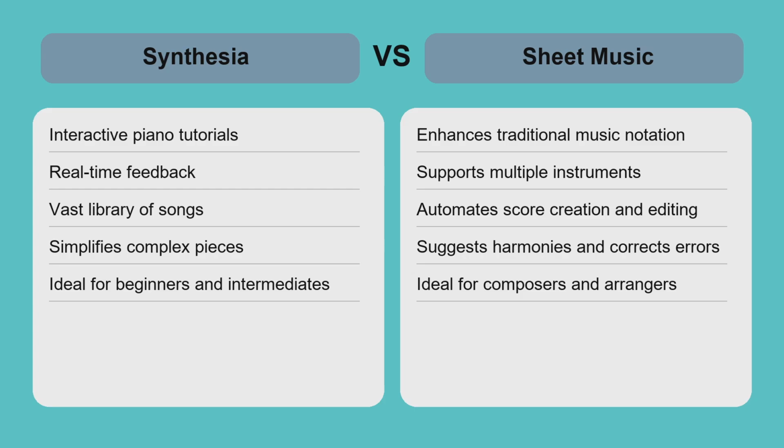The trade-off is between ease of play and depth of musical detail. Synthesia limits users to piano and visual cues, whereas sheet music AI supports multiple instruments but requires notation knowledge. Choosing depends on whether you prioritize immediate playing skills or comprehensive score creation.